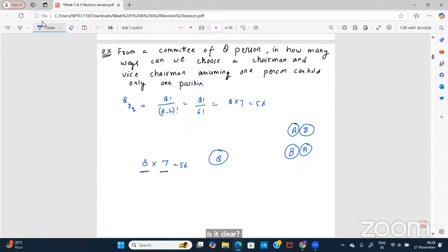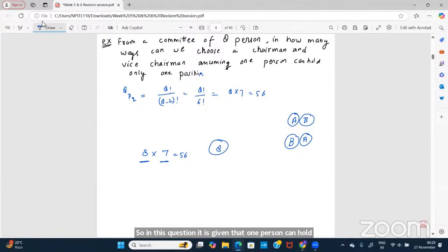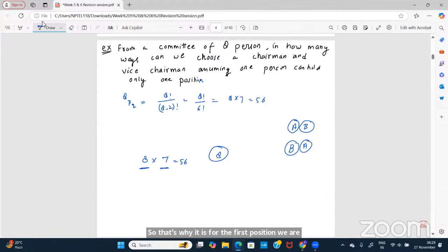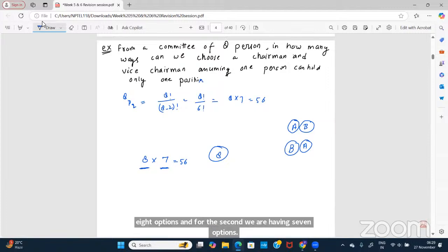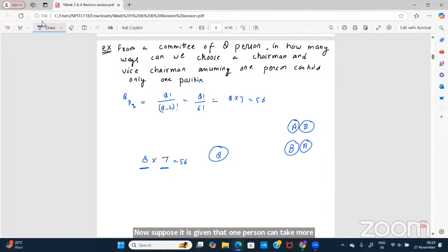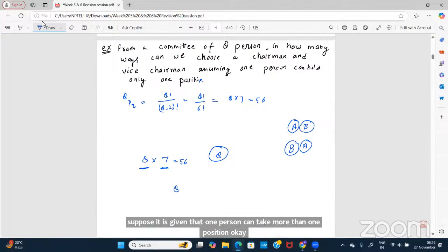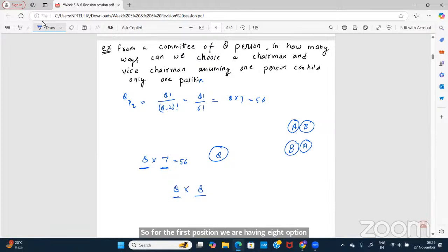Okay. And suppose one person can take two positions, like chair and vice chair. Yeah, I'm coming to that point also. Suppose in this question, it is given that one person can hold only one position. So for the first position, we are having 8 options, and for the second, we are having 7 options. Now, suppose it is given that one person can take more than one position. So for the first position, we are having 8 options, right? Then for the second position also, we are having 8 options. So it will be 8 into 8, which is 64. Okay.